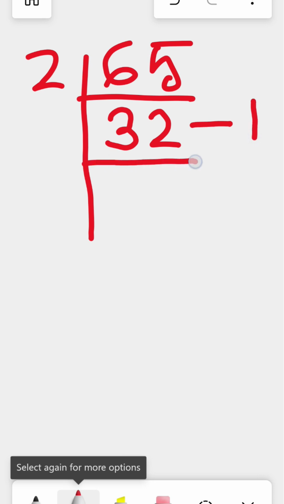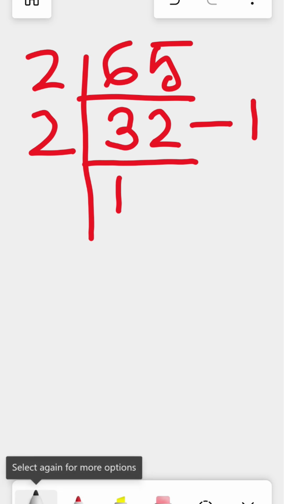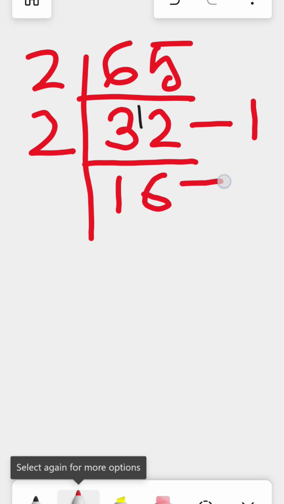After that again 32 we will divide by 2. Now we will take 3, so 2 ones are 2, we will write 1 here, 1 is still with us, so we will add it with 2, so it will be 12. Okay, now in 12 we can divide by 2 six times, so we will write 6 here. As there is no remainder, we will write here 0.